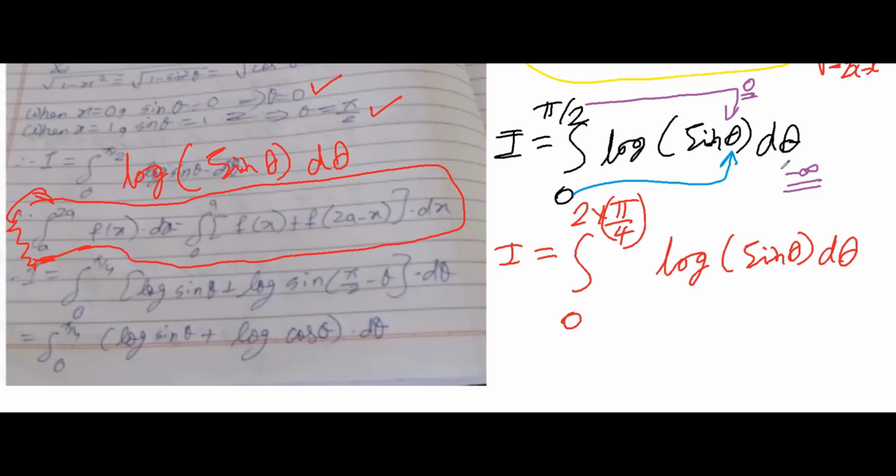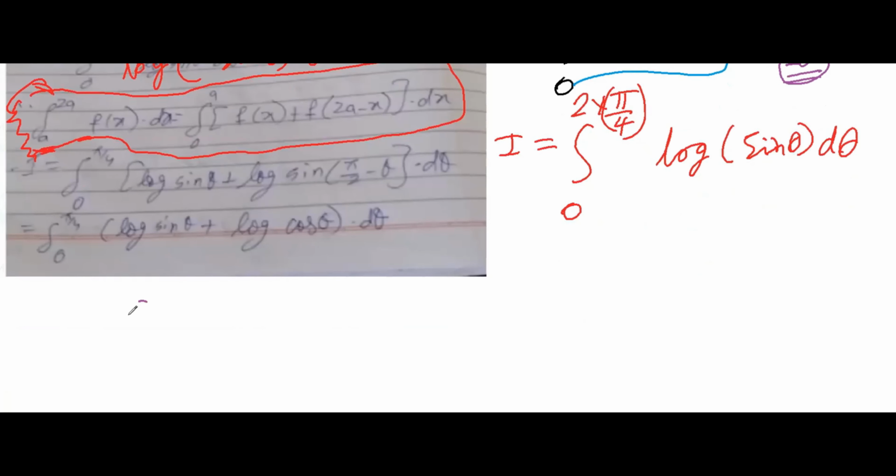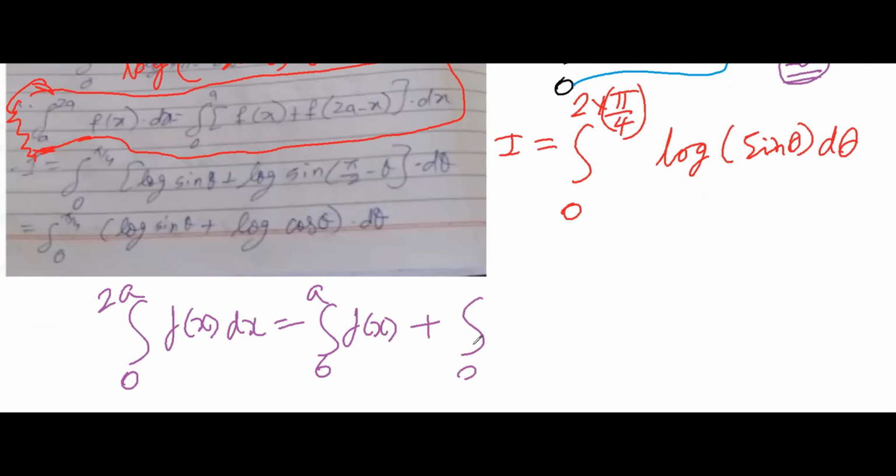So what I will do is change this particular limit, from writing 0 to pi by 2, I will write 0 to 2 into pi by 4. Then I am going to apply this particular property. What is this property? This property is the integration from 0 to 2a of f of x dx is equal to the integration from 0 to a of f of x plus the integration from 0 to a of f of 2a minus x dx. This property I am going to use.